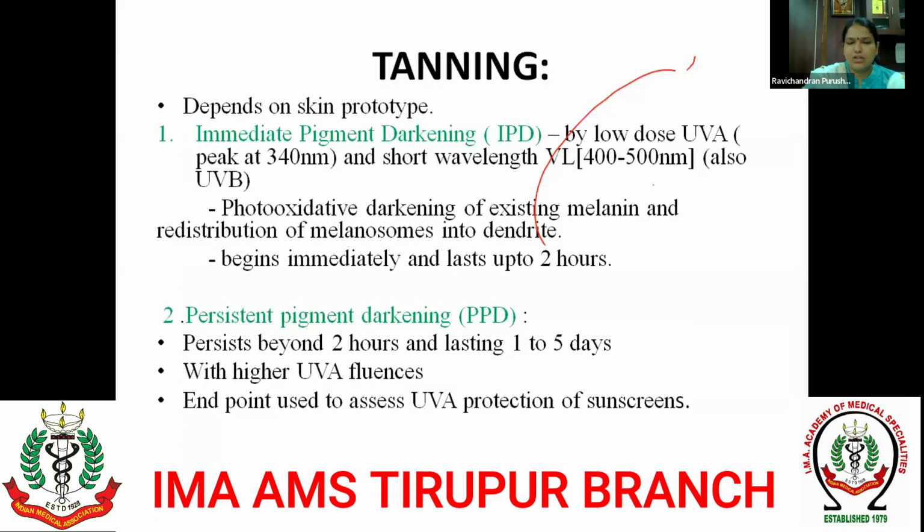When we come to tanning, there are three types we can classify. Immediate pigment darkening is due to photo-oxidation and darkening of the already existing melanin, and redistribution of the melanosomes into the dendrites. It is immediate and lasts for 2 hours. Persistent pigment darkening persists beyond 2 hours, and sometimes can extend even up to 1 week.